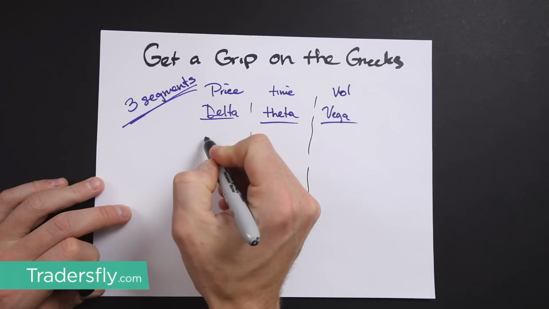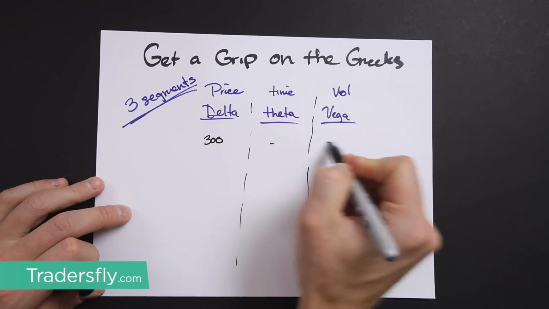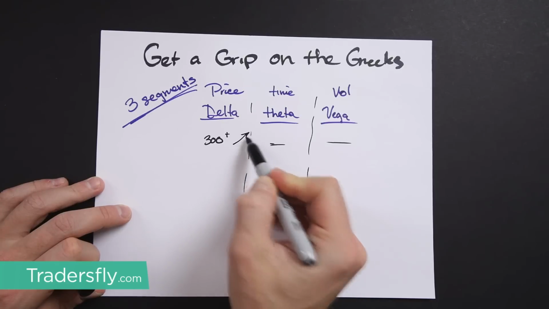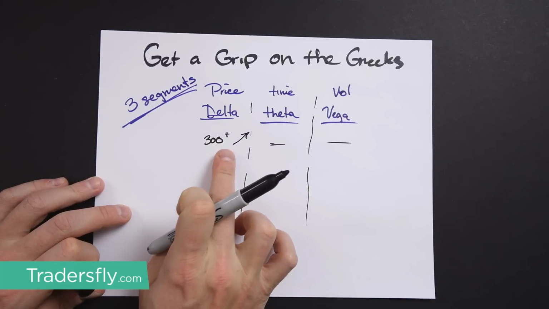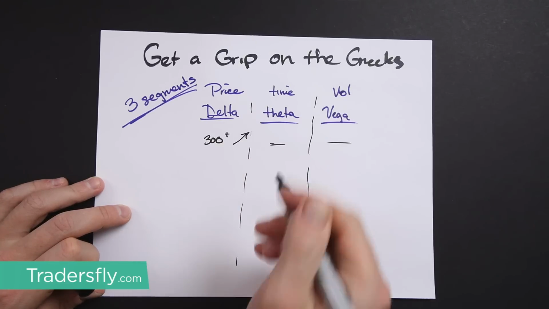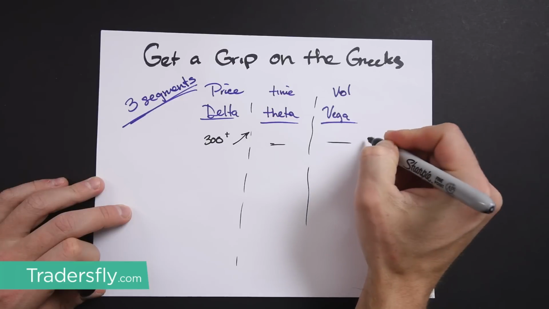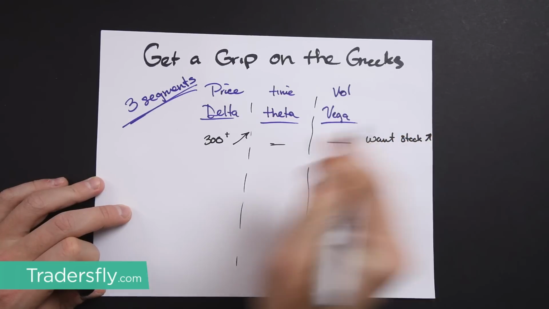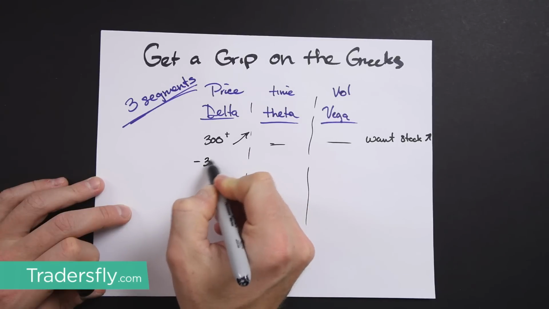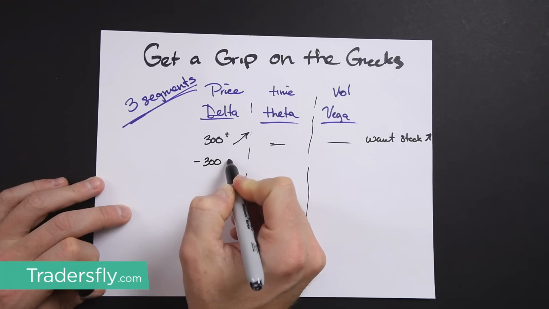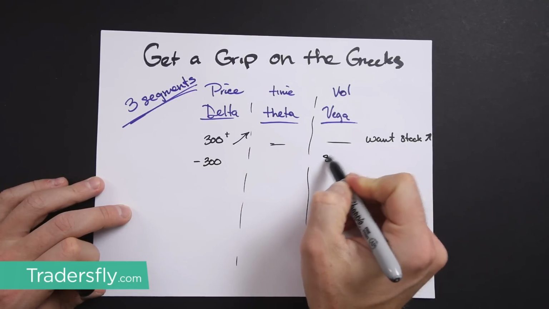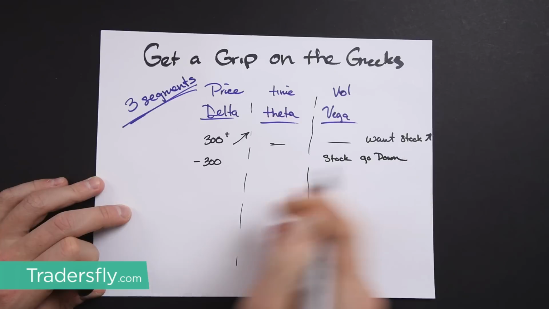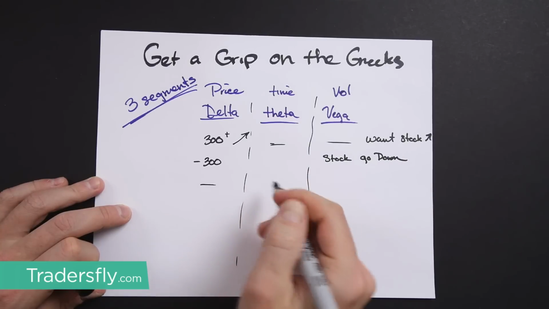Well, let's say you're 300 delta, and you're long. That means you have a high exposure on the delta, meaning you want the stock to go up. So if you think about delta, you want stock up. If you have a negative 300 delta, in this case you basically want the stock to go down.